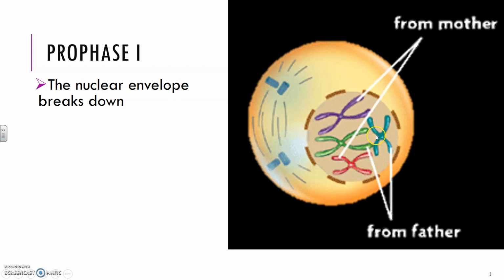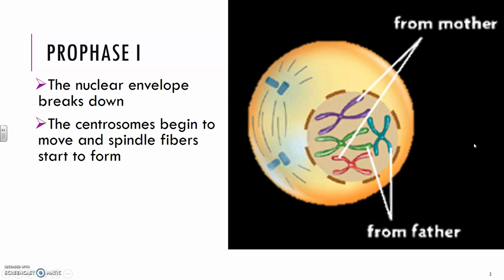Okay, this is, again, very simplistic because it's just showing a max of 4 chromosomes instead of all 46. But you can see here that our nuclear envelope is beginning to break down. So that's going to release the chromosomes out into the middle of the cell. You also have your centrosomes beginning to move towards opposite ends of the cell, and you're going to get your spindle fibers to form. Okay, because remember, the spindle fibers are really important for division because they will actually attach to the centromeres on the chromosomes to pull them apart.